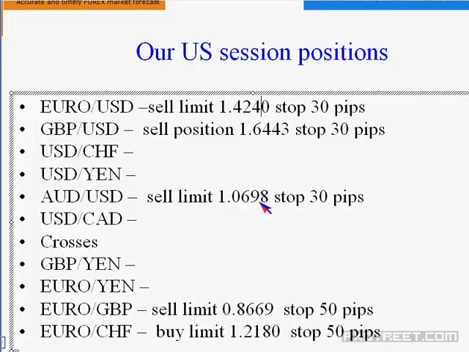Now, in the case of Australian dollar, 1.0691 they have come to, and they are not gaining further. 1.0690 they are holding. So I'll just modify and take a position there.